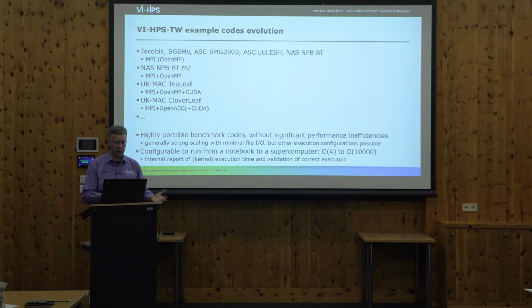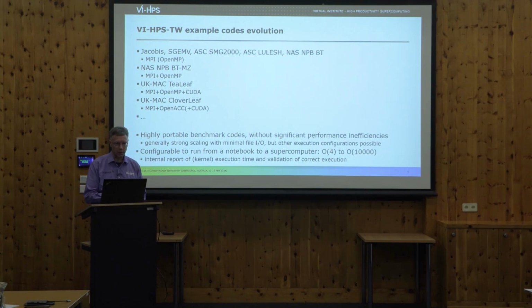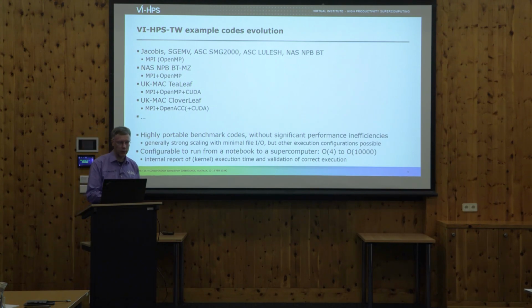We initially started with trivial codes like Jacobi solvers or matrix vector multiplies. Those are way too trivial to be of any use for any meaningful purposes. We went through a few other benchmark codes. Eventually, we ended up with the BT solver, the block triangular solver from the NAS parallel benchmarks.